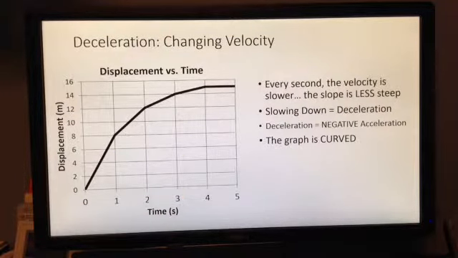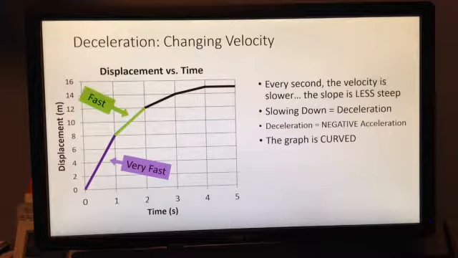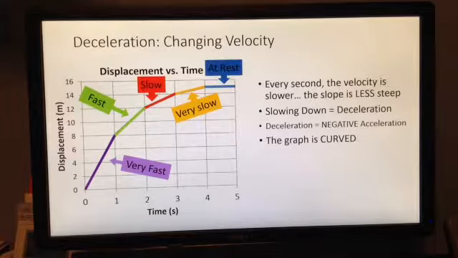Deceleration is also a changing velocity. However, in this situation, every second it's going slower. So there's less slope. It's a less steep slope. So you have to start off with a fast velocity, a really steep slope. And remember, deceleration is also negative acceleration. So if you see it curved this way, then it has to have a negative acceleration to it. We end up with a curved graph. So very fast, then just fast, then slow, then very slow, and then at rest. So it curves the other direction.